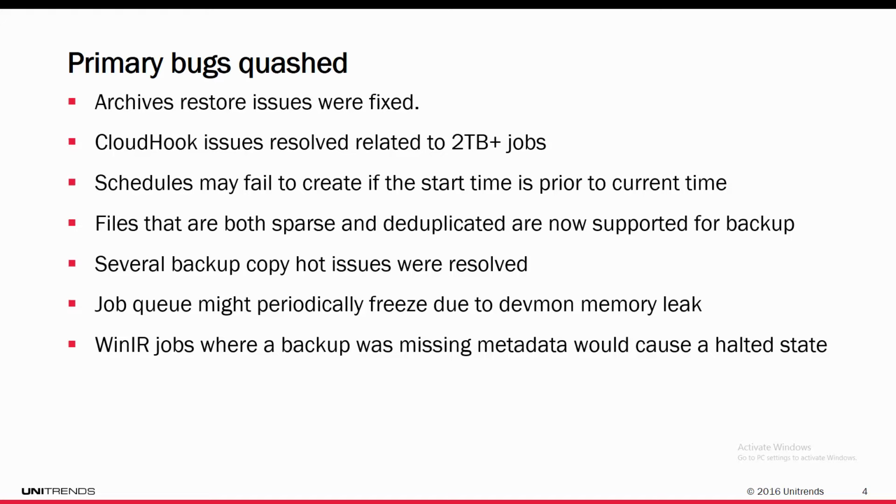A WinIR issue where one backup in a chain may be missing metadata information that could cause the virtual client to queue or mark the guest as halted was resolved. Now, after this patch, resolving the halted state can be done by running a new full or synthetic one that contains the metadata backup. The virtual client will regenerate at that point without having to be recreated from scratch.